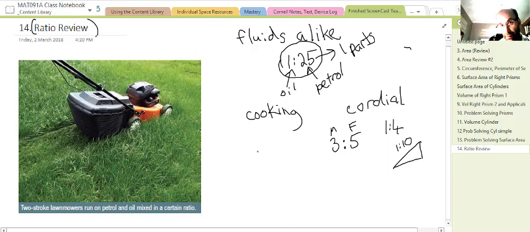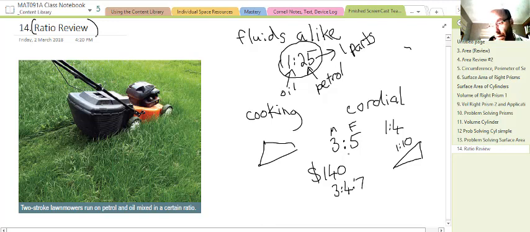A roof truss on a roof might have a ratio too, which talks about how steep that roof is. We might have a bill at a restaurant for $140 split between 3 people in the ratio of 3:4:7, and we can work out how much each person should pay. A right angle triangle might have a ratio of sides of 3:4:5, with the hypotenuse being 5. So they're used all over the place.